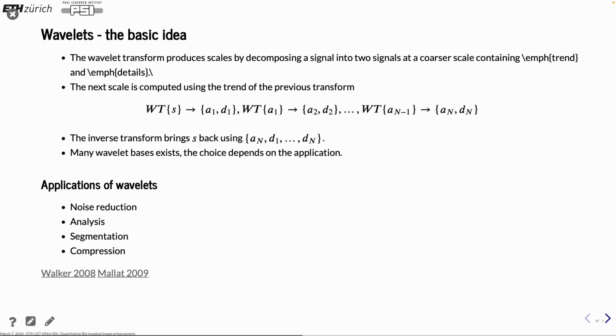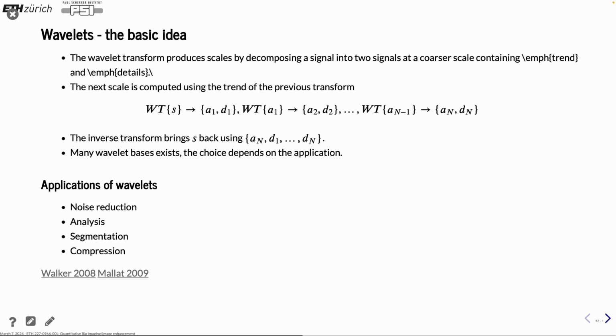Every step, you also shorten the image information to the half. So you have one half is now trend, and the other half is detail. And the good thing is, with this wavelet transform, which requires you to use some specific base functions, you can actually go backwards too. So it's not that you destroy it by going down these scales, but you can actually come back.